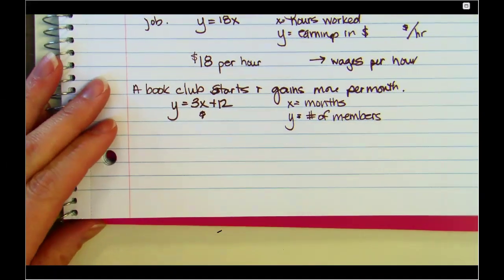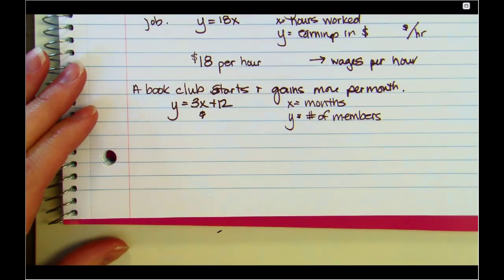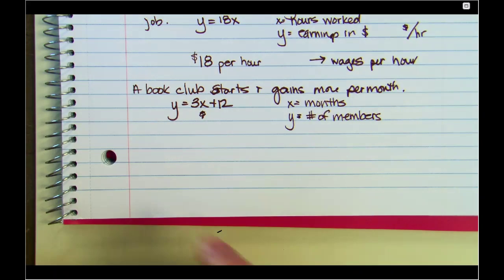Wait, does that say gains more per month? Yeah. Okay. Sorry, I went into some cursive there. It gains more per month. Okay, so first question, what's the slope? 3.